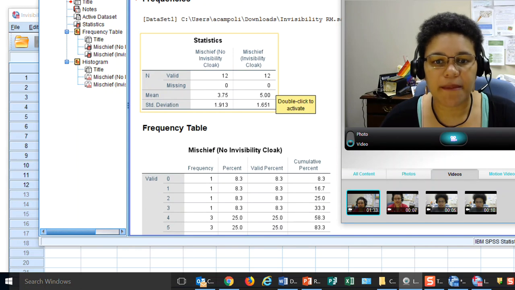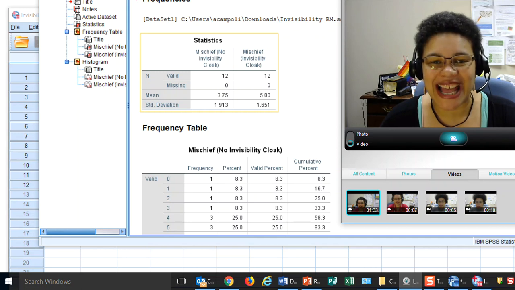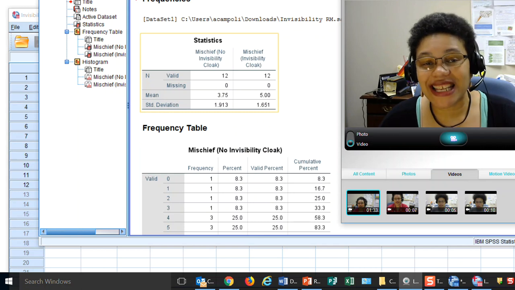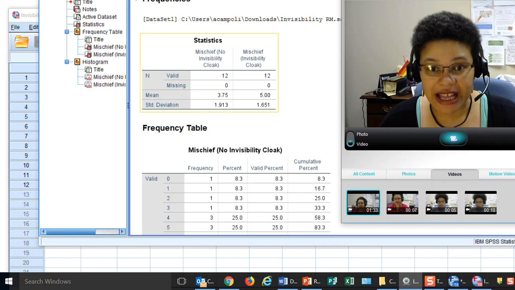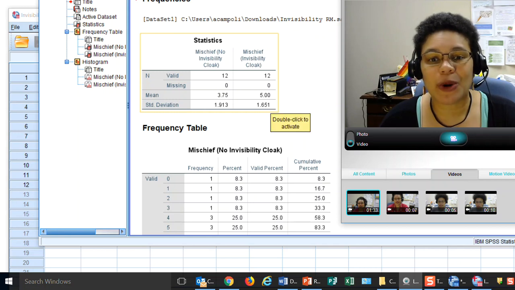We see that the mean number of mischievous acts when the kids didn't have their invisibility cloak was 3.75, and the standard deviation was about 1.9. For when they did have their invisibility cloaks, the mean number of mischievous acts was 5, and the standard deviation was about 1.7 or 1.65.